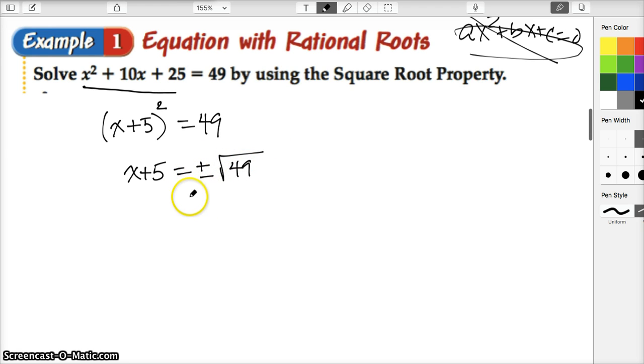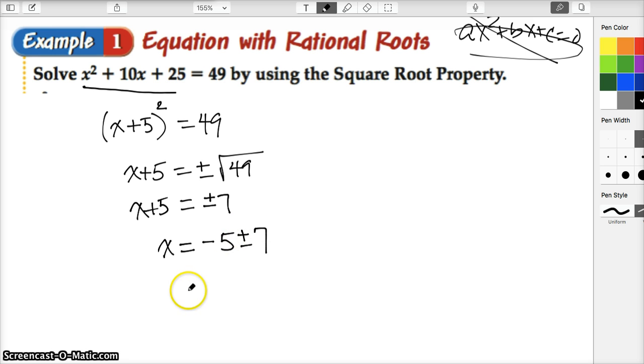We know that the square root of 49 is 7. So I need my plus or minus 7 here, and then I have x plus 5 over here. I'm going to finish solving this by subtracting 5 from both sides, and I get that x is equal to negative 5 plus or minus 7. This gives me two different answers. Negative 5 plus 7 gives me a positive 2, and negative 5 minus 7 gives me a negative 12. My two solutions are that x is equal to 2 or x is equal to negative 12.